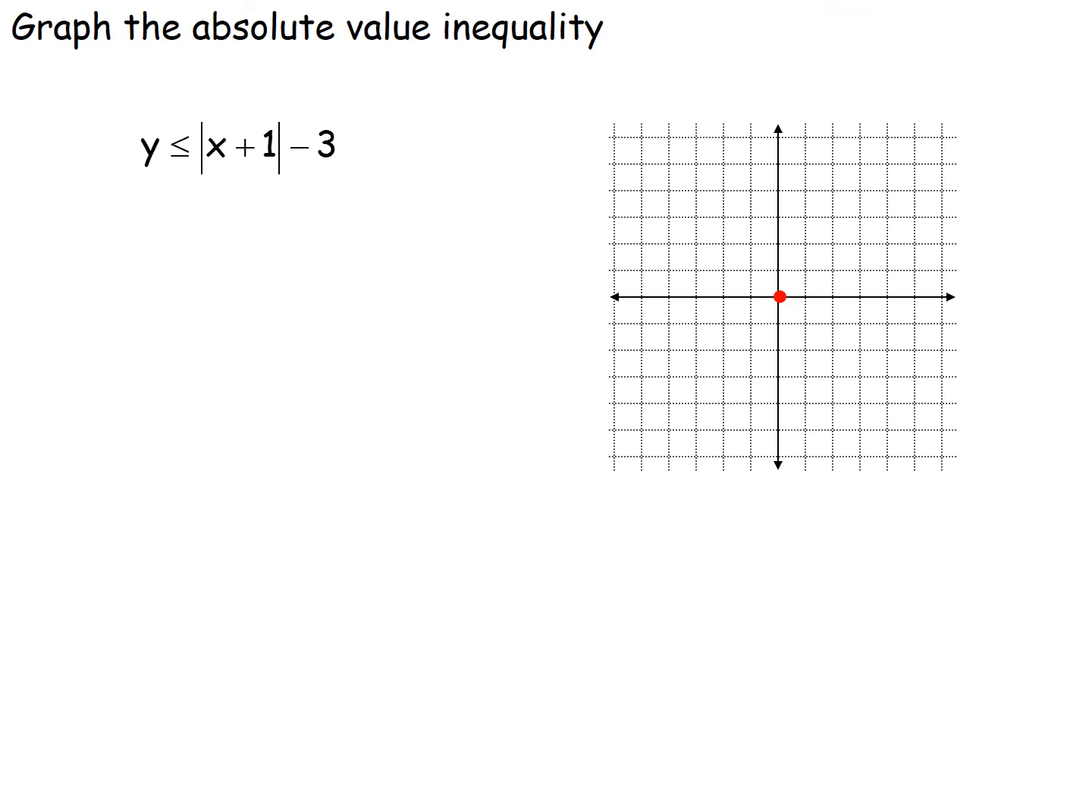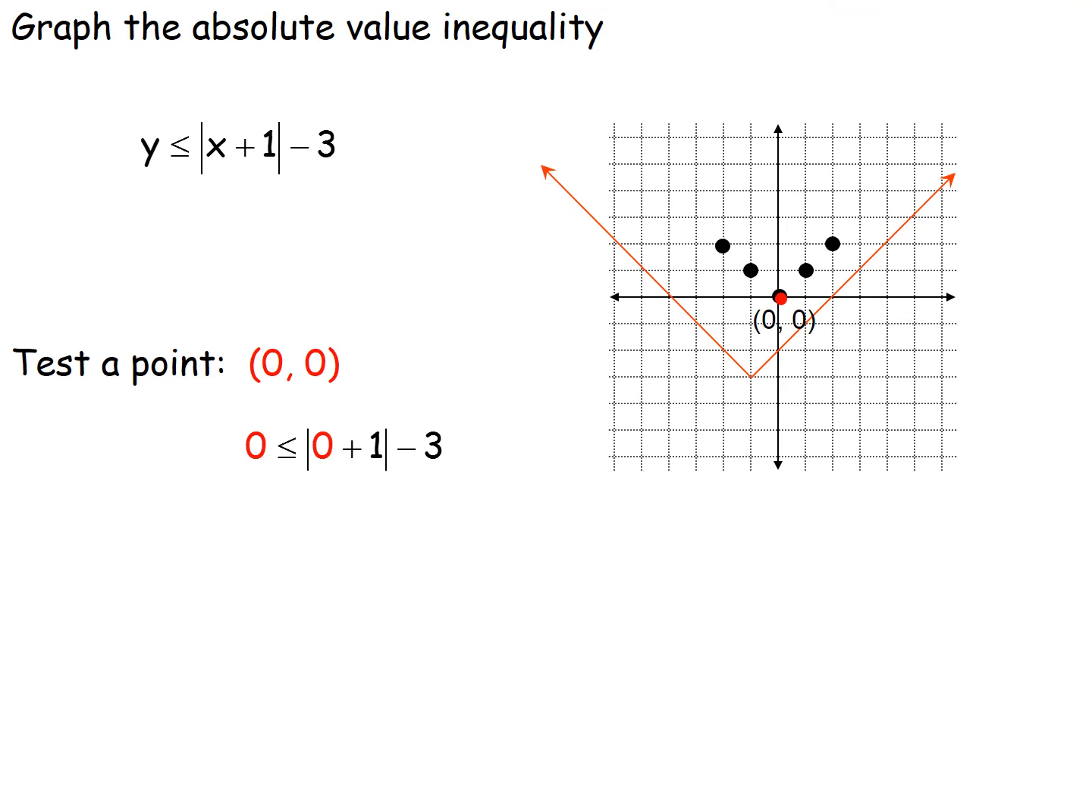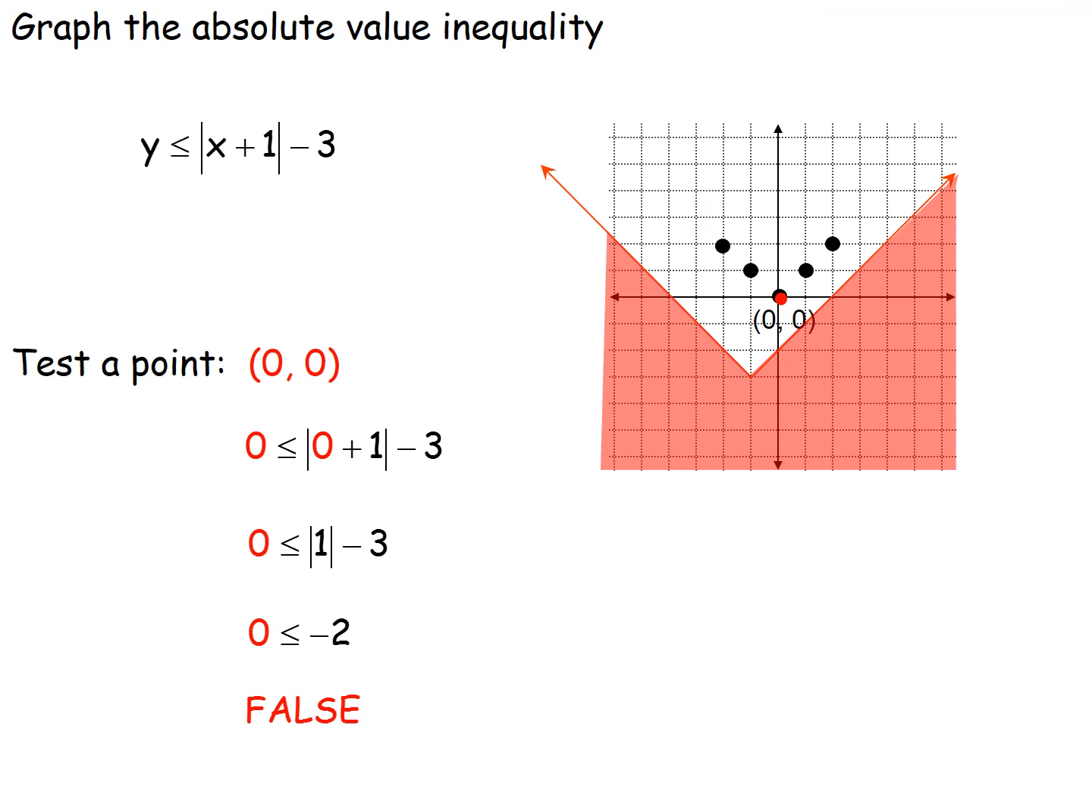Okay, so here are the answers. Remember, we are transforming the absolute value parent function. This is where we're starting, and this is where we ended up after the transformation. A good test point is the origin, to figure out if it makes the inequality a true statement. When we substitute our values in for x and y, we find that it is an incorrect statement. It is false, so we do not shade the region that includes the origin. We shade below the graph.